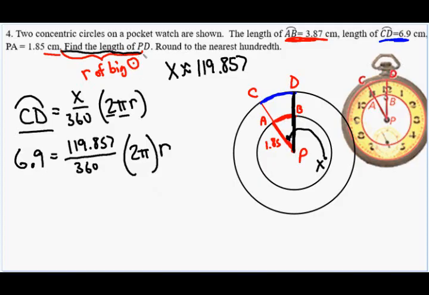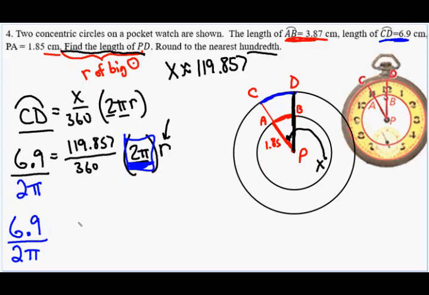Find the length of PD to the nearest hundredth. So here in this equation, we got numbers, numbers, numbers, 2 pi. R is our last unknown. So a quick way to do this on the calculator, I'm going to divide by 2 pi. So now my 2 pi is under my 6.9. I'm going to rewrite it down here. 6.9 divided by 2 pi. And now I want to divide by this fraction or multiply by its reciprocal.